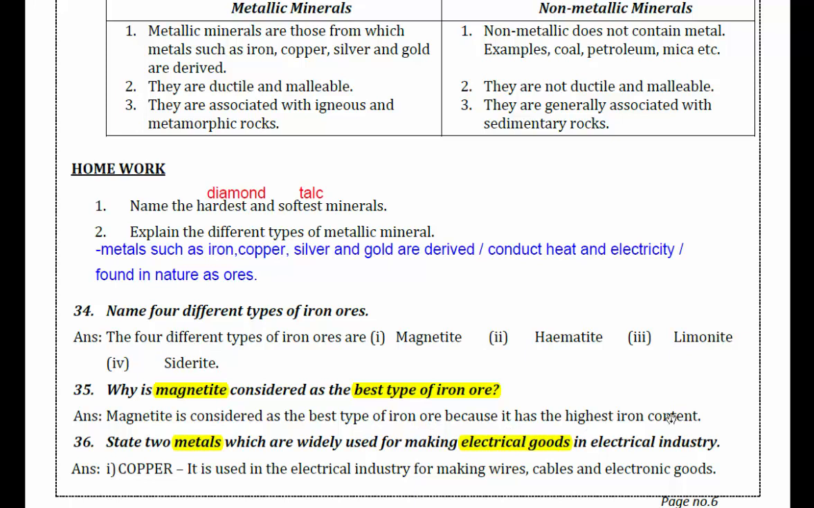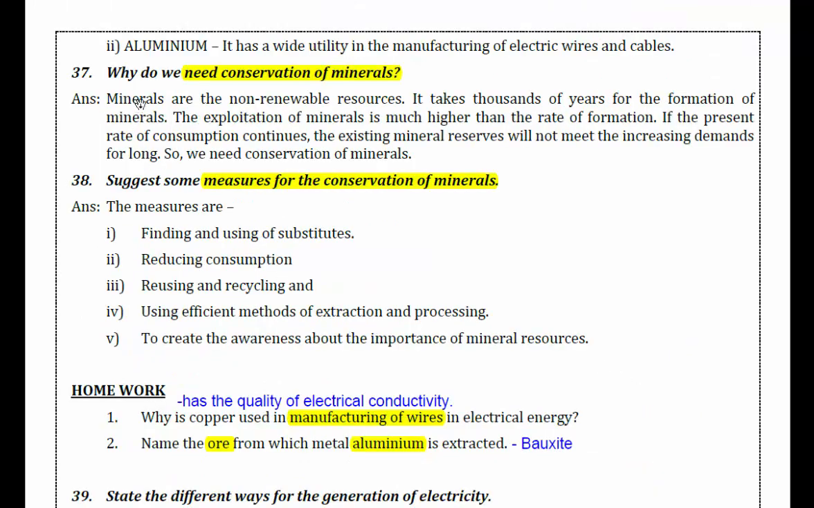Okay, state 2 metals which are widely used for making electrical goods in the electrical industry. First one is copper. It is used in the electrical industry for making wires, cables and electronic goods. Then aluminum. It has wide utility in the manufacturing of electric wires and cables.